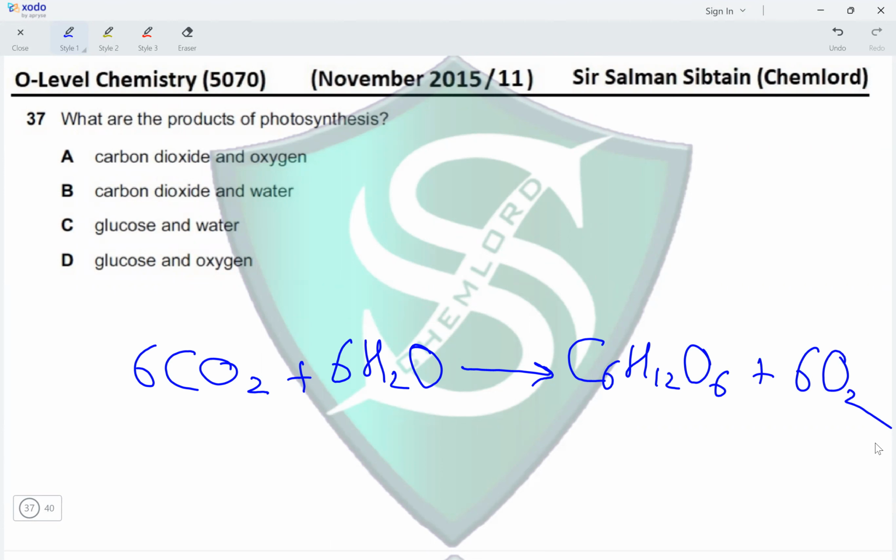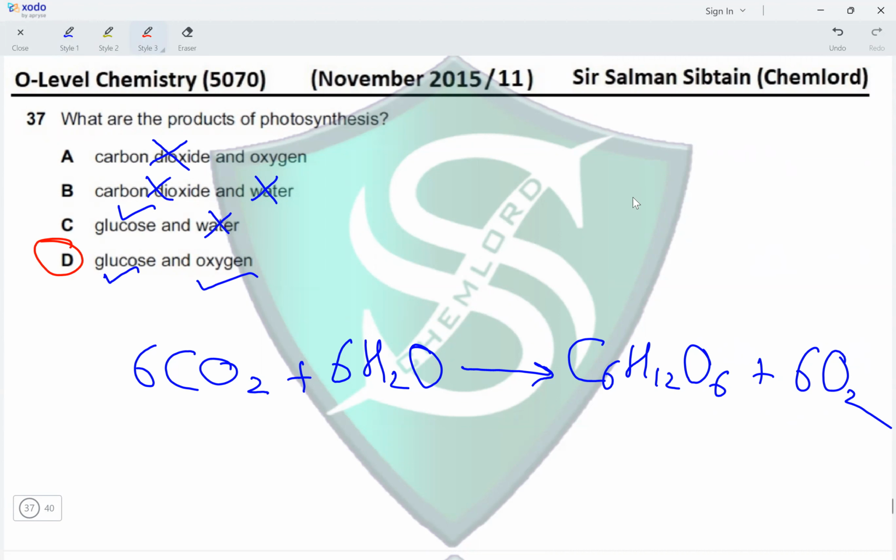So option A, carbon dioxide and oxygen. No, carbon dioxide is not a product, it is a reactant. Carbon dioxide and water, both are reactants, none of them are products. Glucose and water, water is a reactant, glucose is a product. Glucose and oxygen, both are products. Therefore, option D is the correct option for this question.